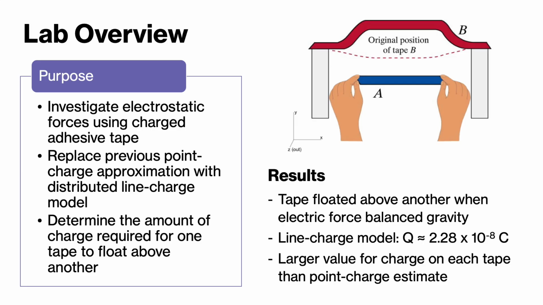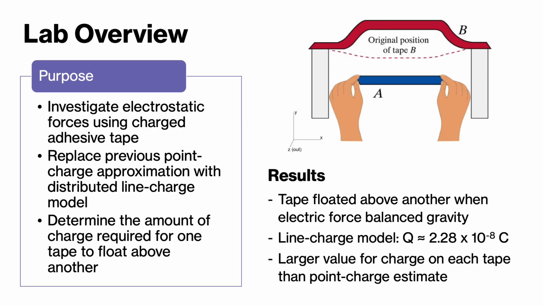In this lab, I revisited the charged tape experiment from Lab 1, but used a more sophisticated model for the electric force. The purpose was to replace the previous point charge approximation with a distributed line charge model. Instead of assuming all the charge was concentrated at the center, I modeled each tape as having charge evenly distributed along its full length. The goal was to determine how much charge is required for one tape to float above another when the electric force balances gravity.